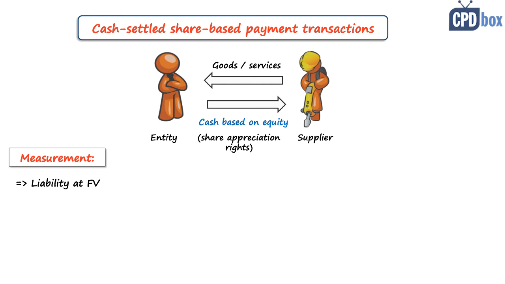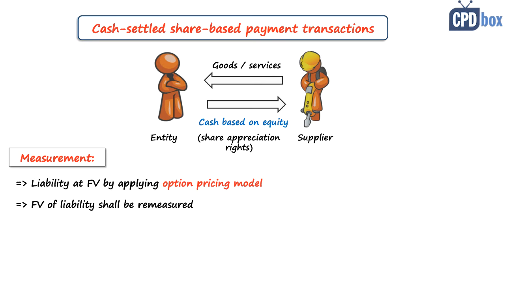The credit side of the entry goes to liabilities, not equity, but we have mentioned that already. This liability shall be measured at its fair value on initial recognition, and the fair value of liabilities from share appreciation rights shall be determined by the application of an option pricing model taking into account the specific conditions. The liability shall be remeasured at each reporting date until settled. So this is a bit different from equity-settled share-based payment transactions.